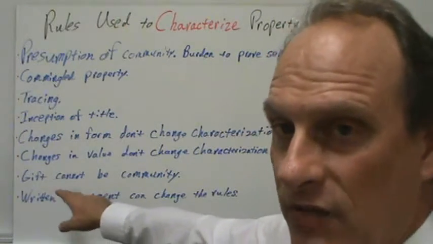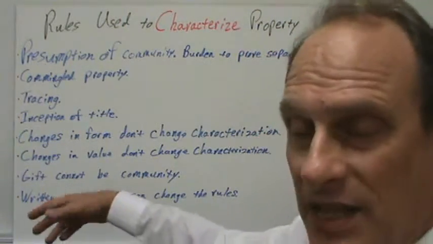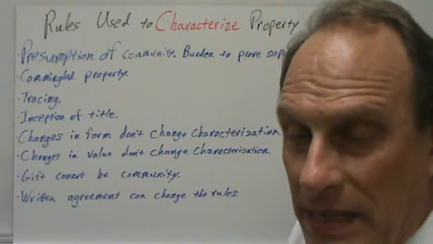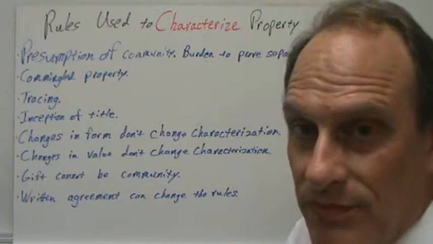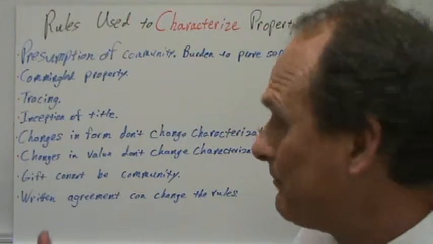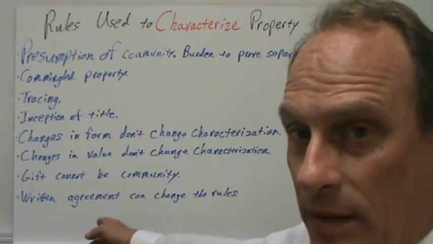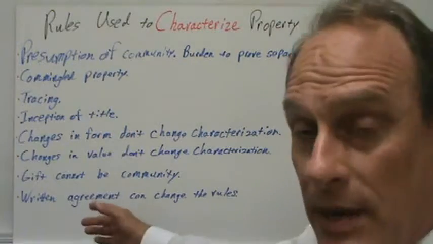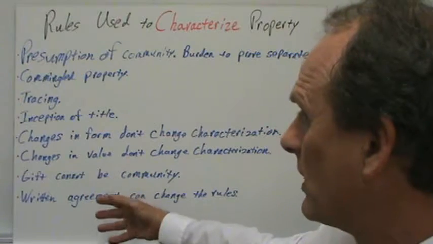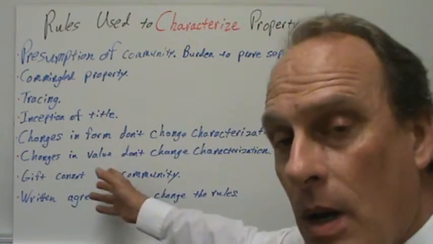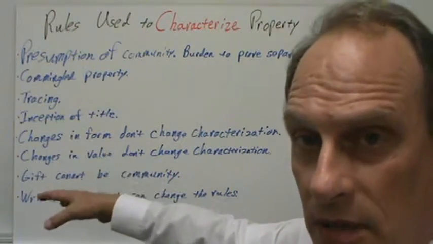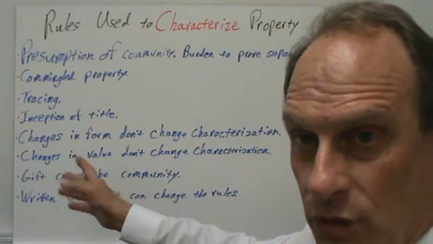As I said before, a gift cannot be community property just by the definition that we use of separate and community property. So if a gift is made to a husband and a wife, actually one half is his separate property and one half is going to be her separate property. Now, of course, written agreements between the parties during marriage and before marriage can actually change all of this. They can agree among themselves that community property could become the separate property of one of them under certain circumstances.